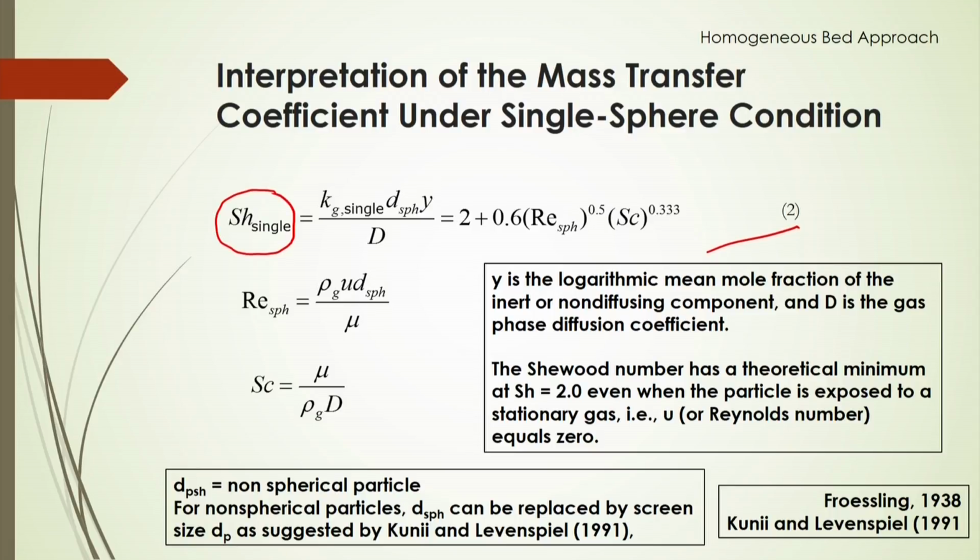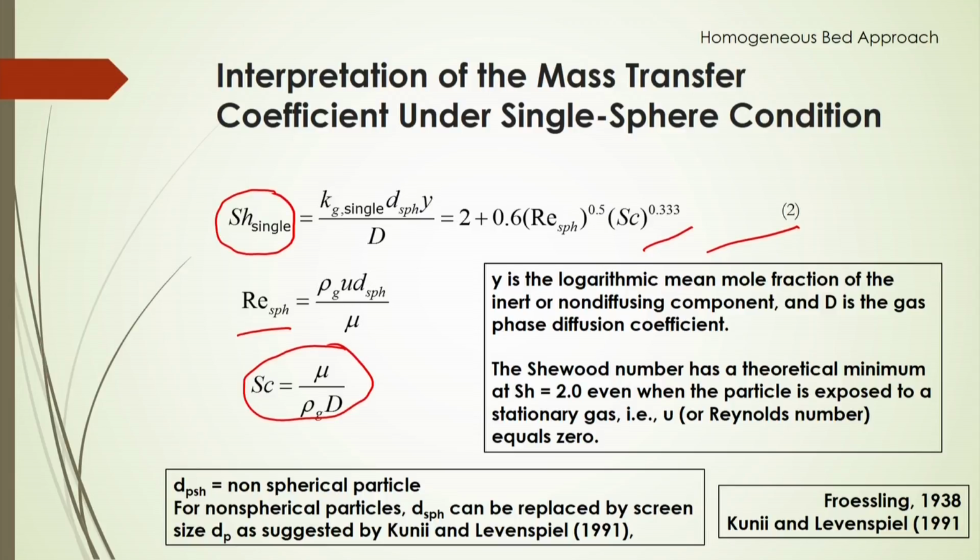as Kg single into d_sph into y by D, which is equal to 2 plus 0.6 into Re_sph to the power 0.5 into Schmidt number to the power 0.333. Here the Reynolds number of the spherical particle, Re_sph, is defined as rho_g u d_sph by mu, and the Schmidt number is defined as mu by rho_g into D.